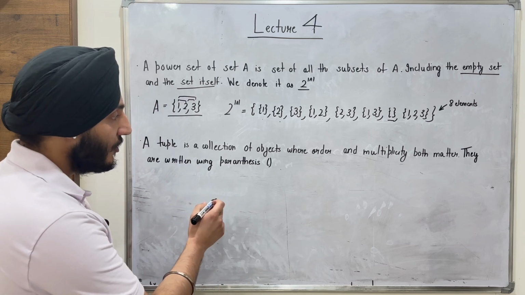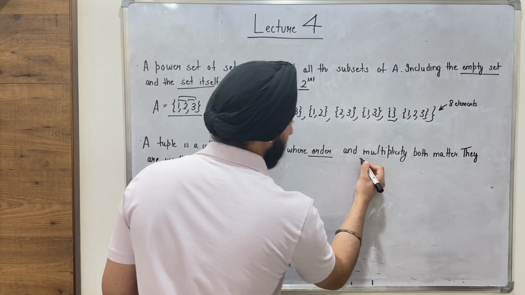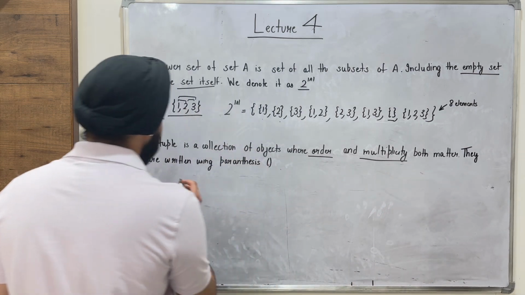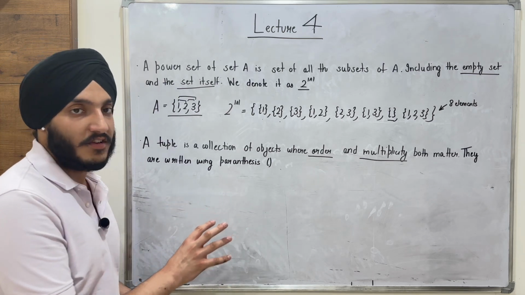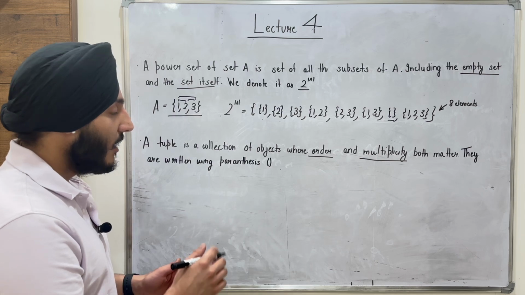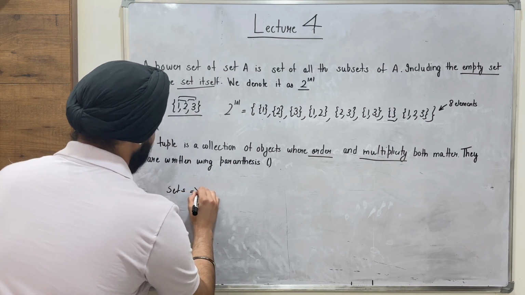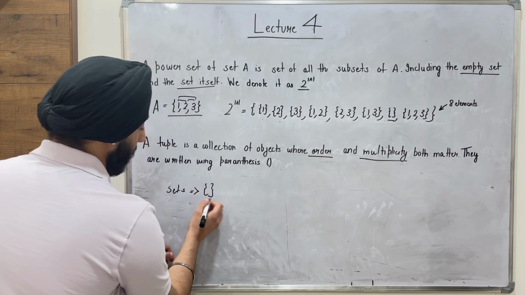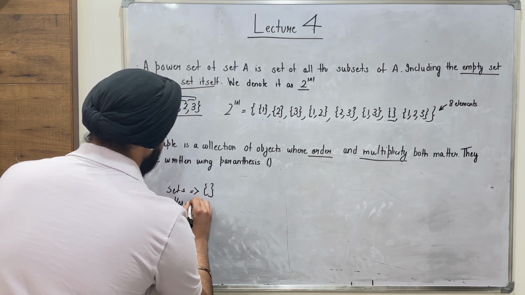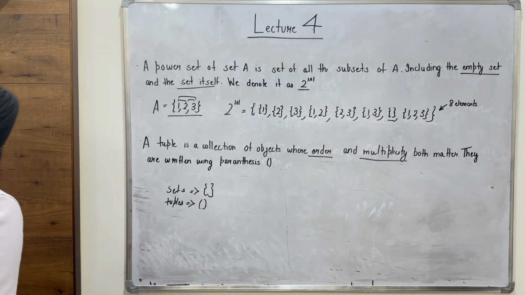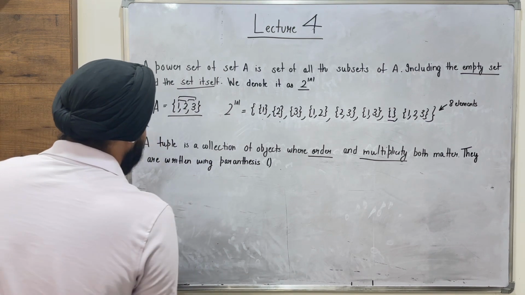Now, according to the definition of a tuple, it is a collection of objects where order and multiplicity both matter. They are written using the parenthesis symbol. So just a very important difference between sets and tuples is we represent sets using the curly braces, and we represent tuples using the parenthesis, right? So this is a very important difference to understand.